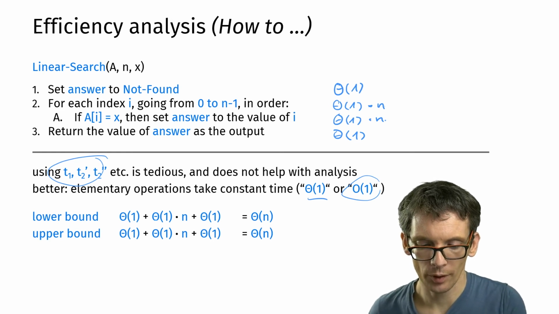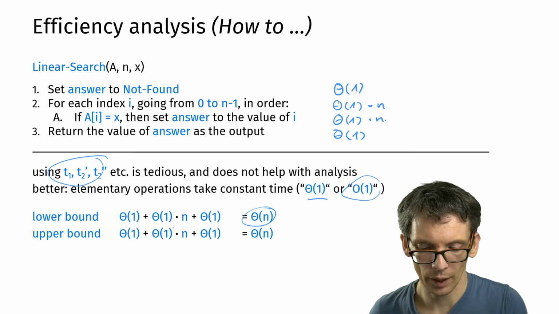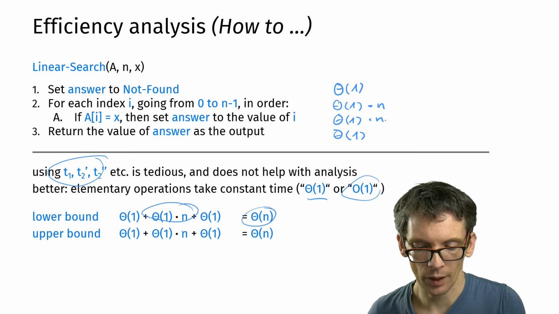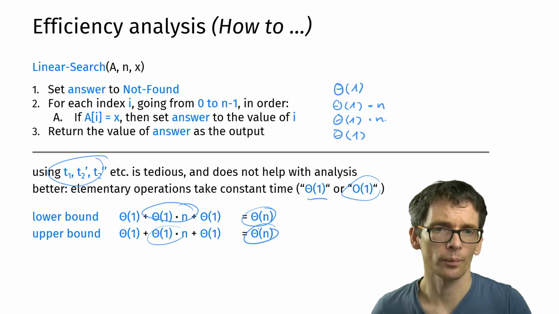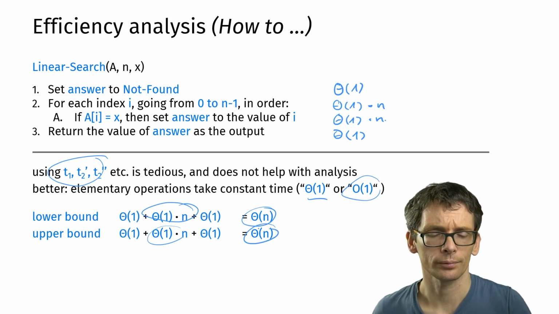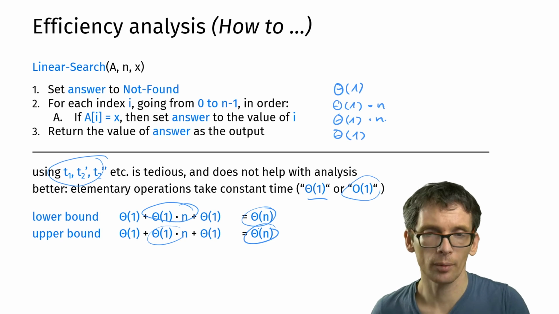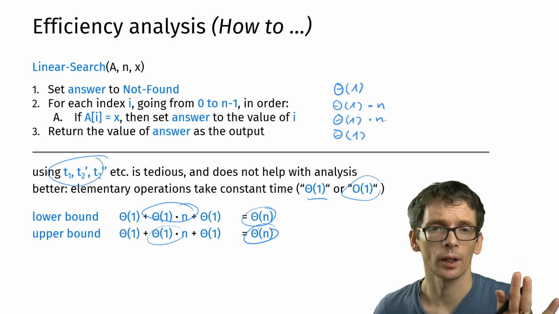So the lower bound is theta of 1 plus theta of 1 times n plus theta of 1, which is simply theta of n, because this term dominates. The upper bound is the same. So I know it is in theta of n. Much simpler, none of the Tis involved.